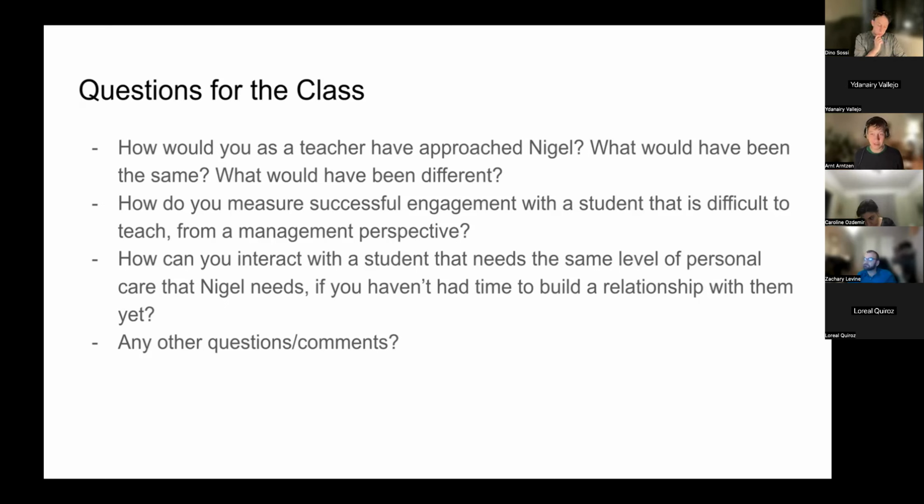Here's another question. How would you measure successful engagement with a student that you teach from a management perspective, or with a student that is difficult to teach from a management perspective? Is merely getting compliance enough, or do you need them to actually engage with the material?